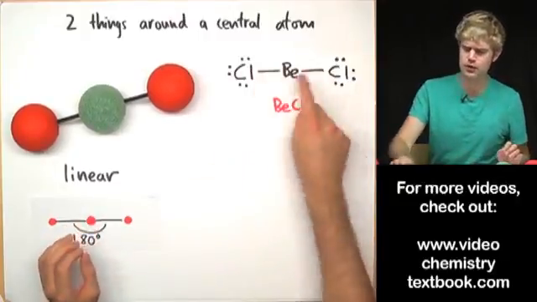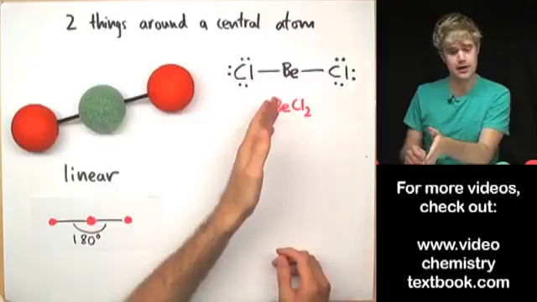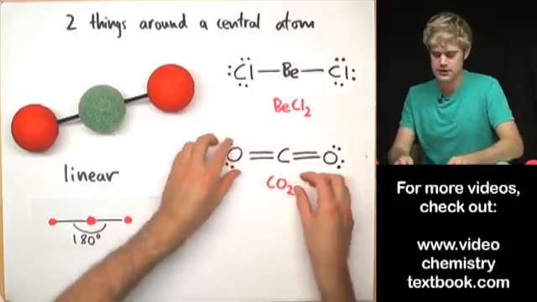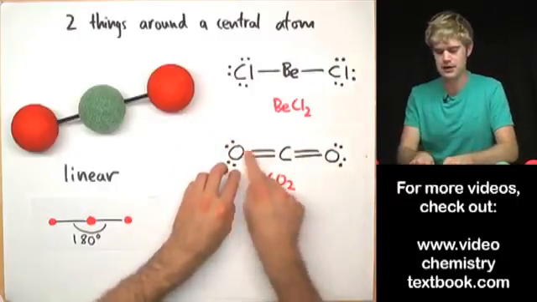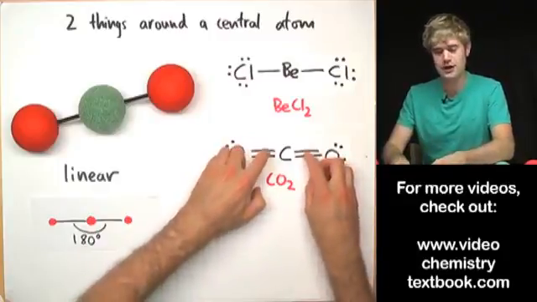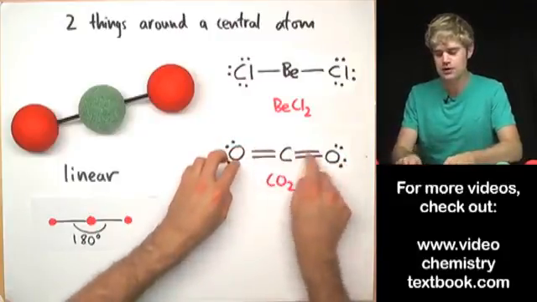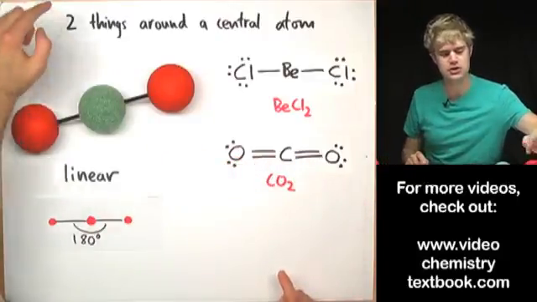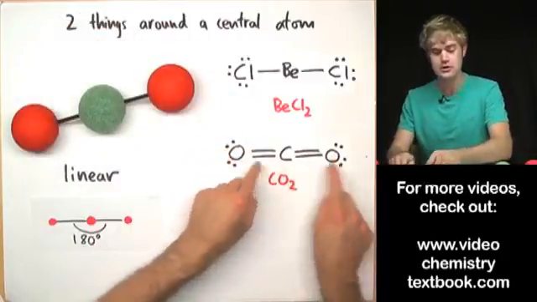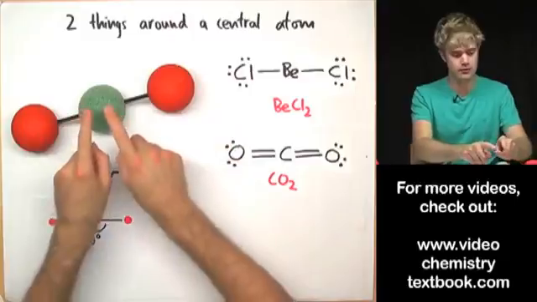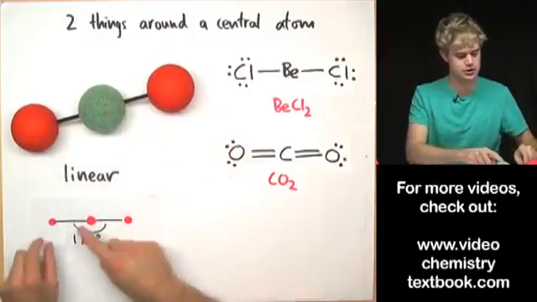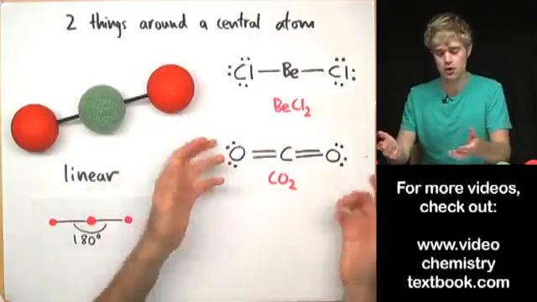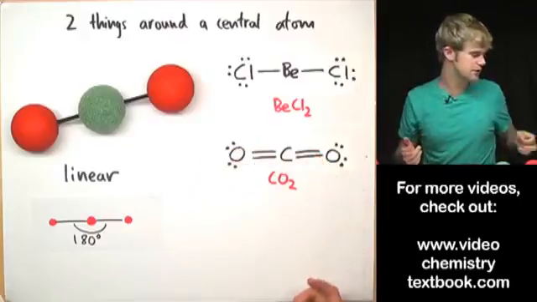Now, in beryllium dichloride, I'm talking about single bonds here. But it actually doesn't matter whether we've got double bonds or triple bonds. For example, CO2 has a shape like this, where there's a double bond here and a double bond here. But there are electrons in both of these bonds, and so each one of these double bonds just counts as a bond. So for CO2, I still consider it as just 2 things around a central atom. So CO2 is going to have this linear shape here too. This will be the carbon, and these will be the 2 oxygens. They'll be 180 degrees apart. So with double bonds, don't worry, it's just 2 things, 1, 2, around a central atom.